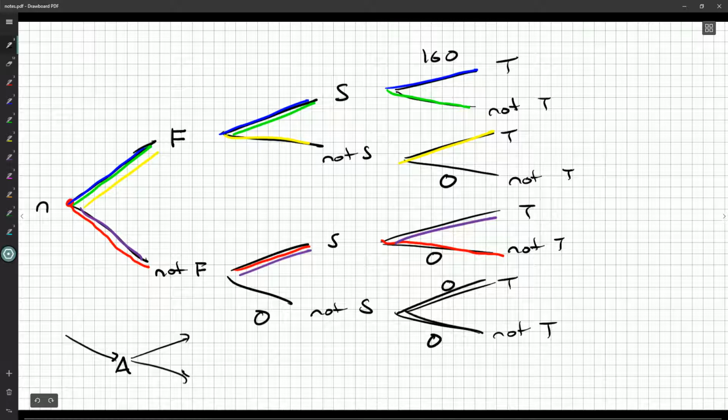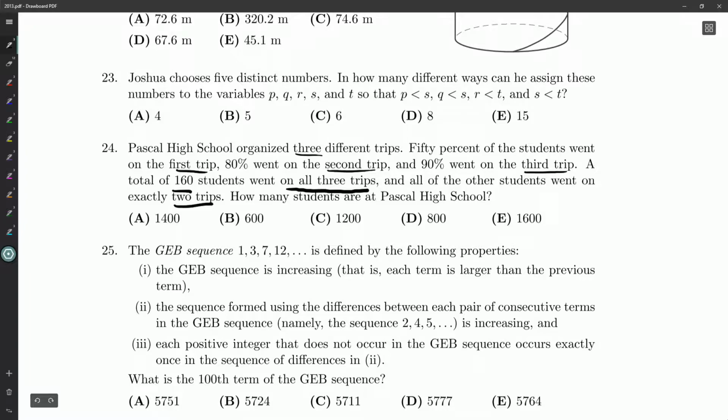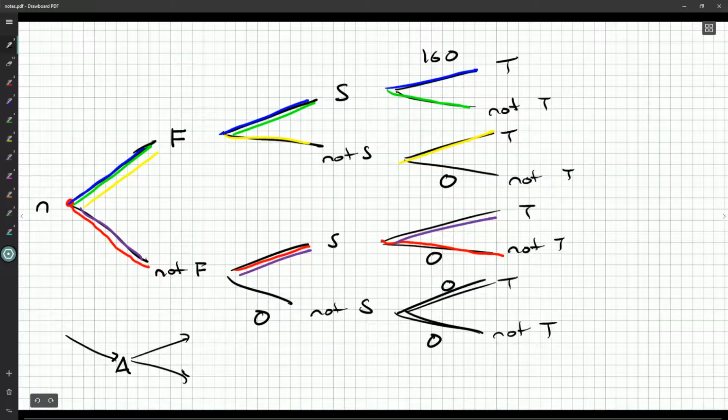Now, what was it? Half the students, 50% went on the first trip. So a half n goes here. That means the other half n goes down here because these numbers need to add up to n. But 0 plus something has to add up to a half n, so this is also half n. And this is also a half n. You see how we're starting to fill this thing in?